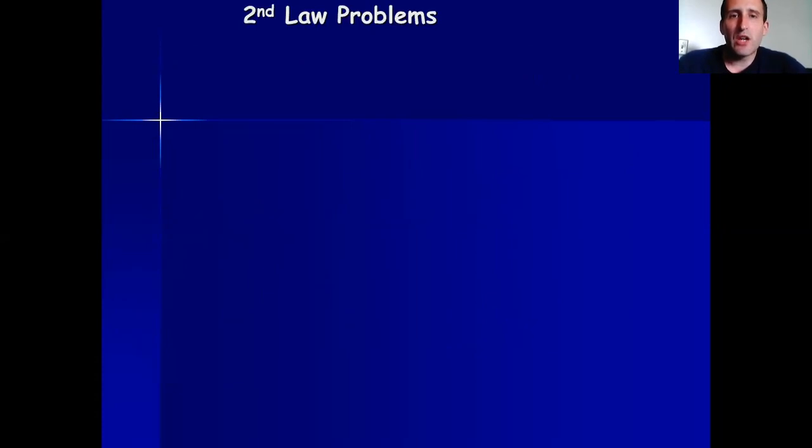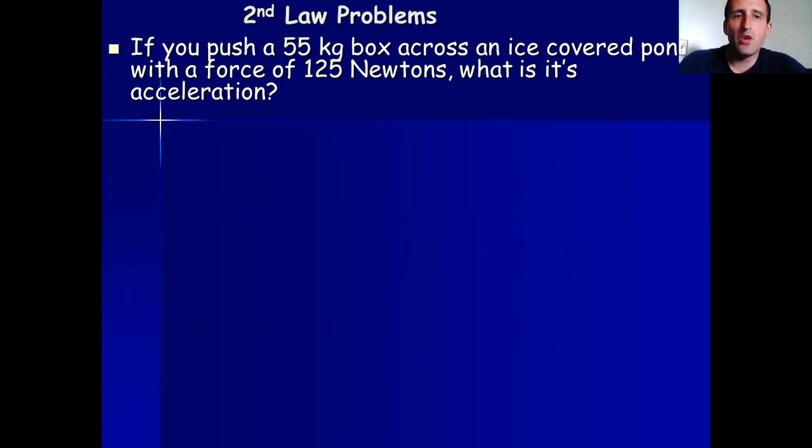So now we're going to do a couple of practice problems. If you were to push a 55 kilogram box across an ice-covered pond with a force of 125 newtons, what is its acceleration? Oftentimes in physics, when we say things like an ice-covered pond, we want you to assume there is no friction. And since no mu was given to us in this problem, it's reasonable for us to assume there's no friction here.